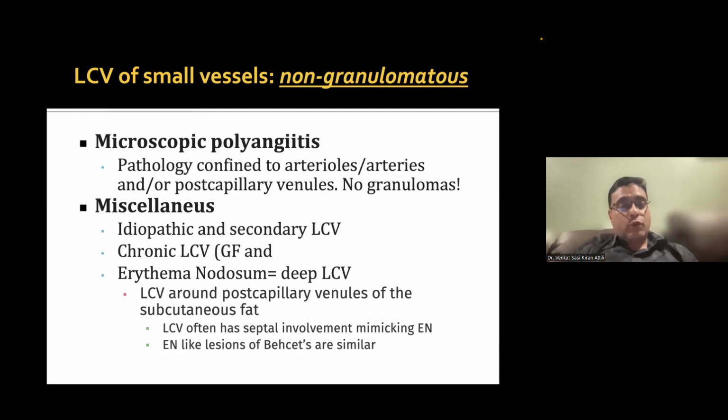And also erythema nodosum-like lesions in Behçet's, which is a small vessel vasculitis, are similar to erythema nodosum per se. They don't differ either clinically or histologically. So therefore, it is believed that erythema nodosum is in fact a deep leukocytoclastic vasculitis affecting the deep capillaries and postcapillary venules present within the septum. Okay, so that's an example of leukocytoclastic vasculitis affecting the small vessels.